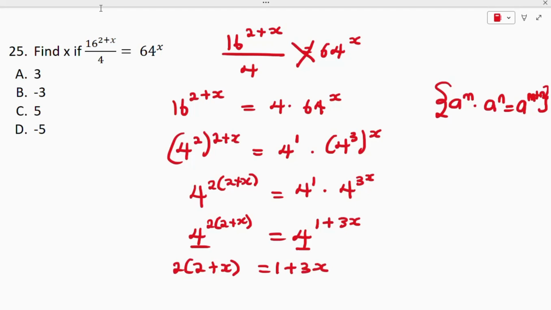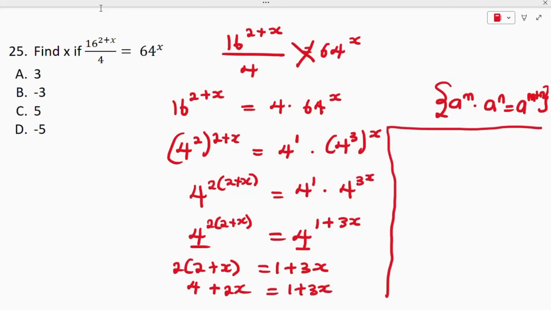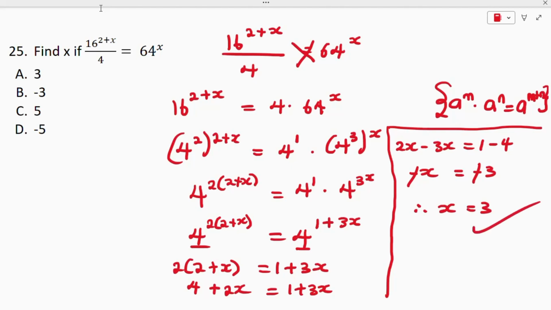So we have 2 times 2 is 4, plus 2 times x is 2x, is equal to 1 plus 3x. Collecting like terms, we have 2x minus 3x is equal to 1 minus 4. 2x minus 3x is minus x, which is equal to 1 minus 4, which gives us minus 3. So we cancel out the minus, and therefore x is equal to 3. And this is the answer. So from this we find out that A is the correct option.